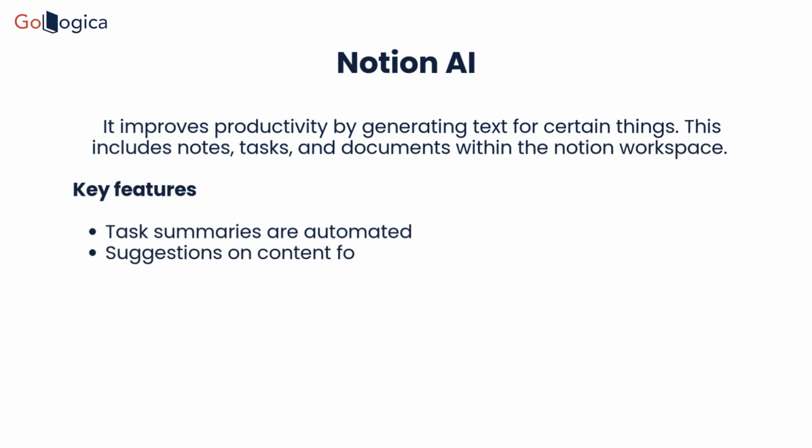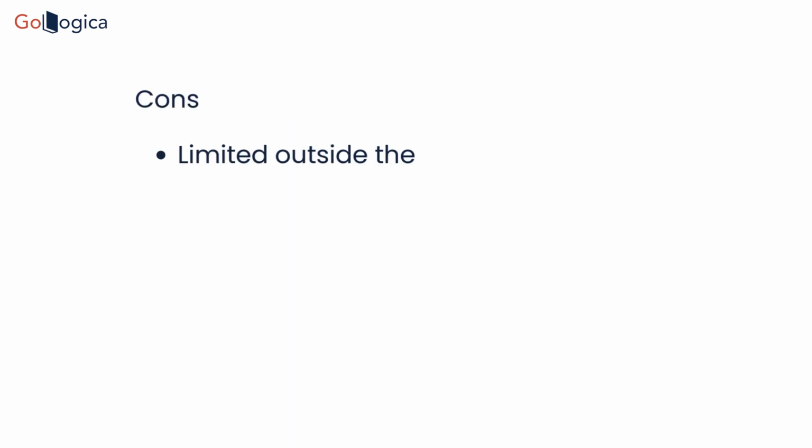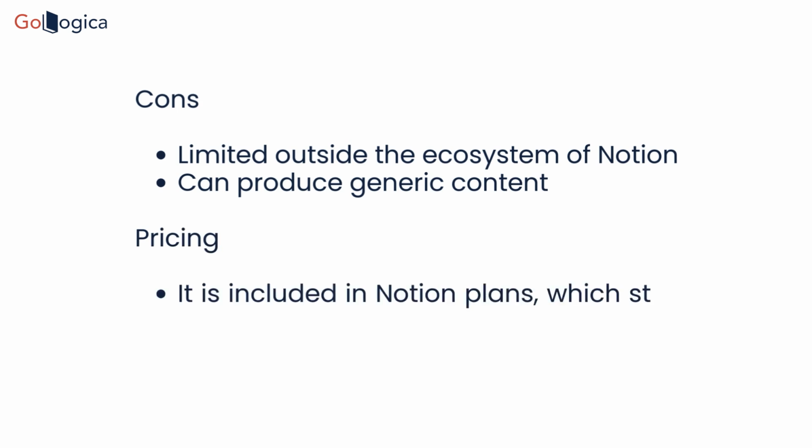Key features: task summaries are automated, suggestions on content for documentation, easy integration with Notion. Advantages: enhances team productivity, streamlines note taking and documentation. Cons: limited outside the ecosystem of Notion, can produce generic content. Pricing: it is included in Notion plans which starts at $10 per month per user.